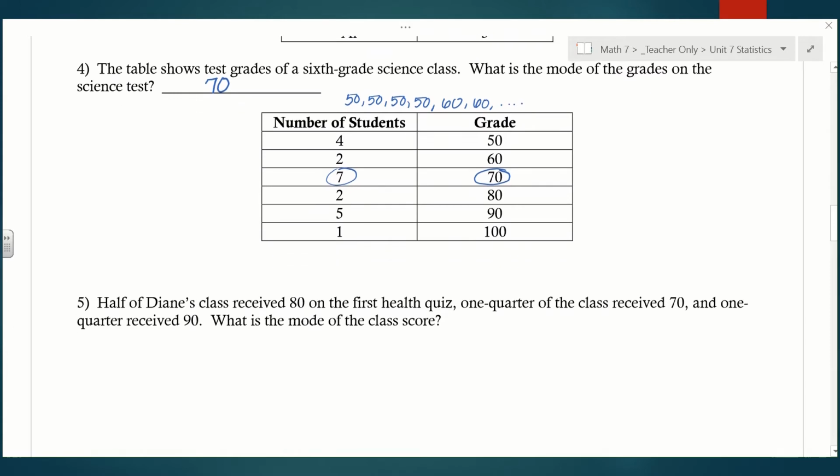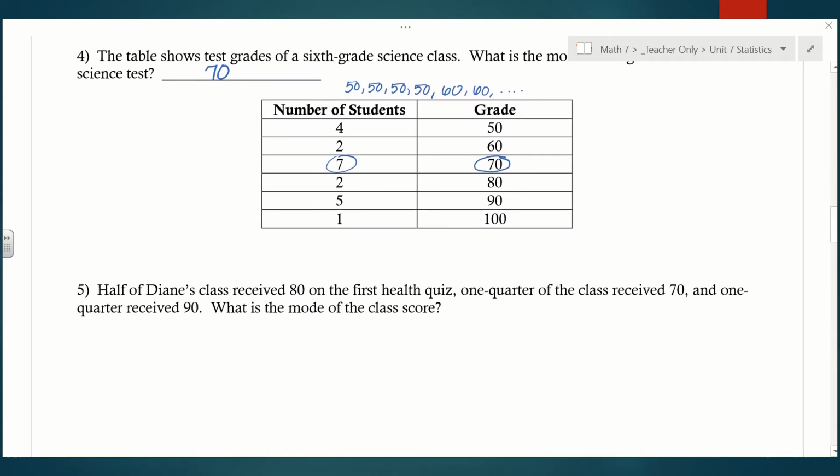Okay, last one about mode. Half of Diane's class received an 80 on the first health quiz. A quarter of the class received a 70, and a quarter received a 90. What is the mode of the class score? So similarly to the last one, we're looking at what was the most common score on that quiz. Well, if half of the class received an 80 and the other scores were a quarter of the class, 1/2 is more than 1/4, and so the mode would be 80.